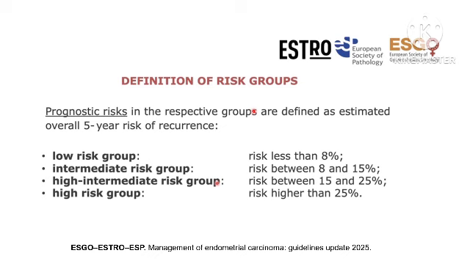So how do they define risk groups as per the European guidelines? The prognostic risk in the respective groups is defined as an estimated overall 5-year risk of recurrence. Low risk group patients have a risk of less than 8%, whereas high risk group patients tend to have more than 25% risk. I want to show some interesting cases to focus on multi-classifier endometrial cancers.